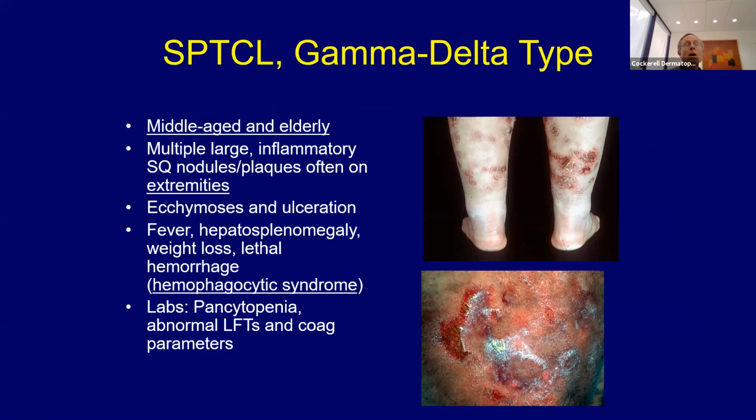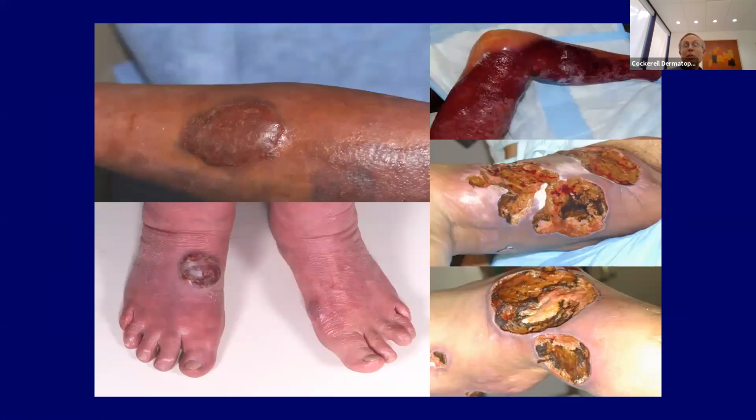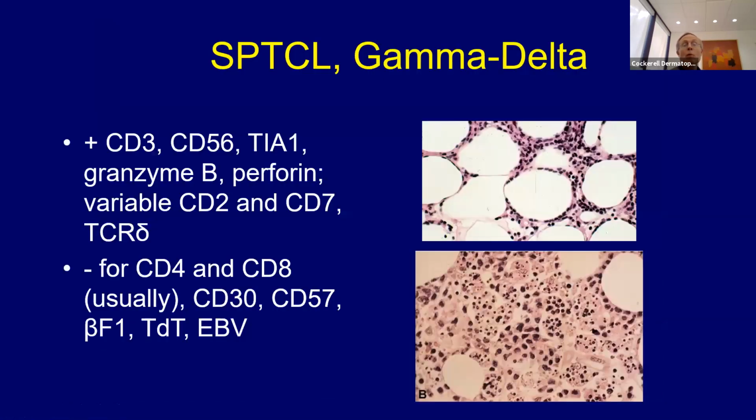These patients often will have these eroding tumors on the lower extremities. They get fever, hepatosplenomegaly, weight loss, and pancytopenia because they get that hemophagocytic syndrome. And here you see some other examples. They can ulcerate. So again, if you get this diagnosis, you really want to jump on this right away. These patients have a very poor prognosis. They need to get into the hands of a hematologist or oncologist as soon as possible and get appropriate therapy.